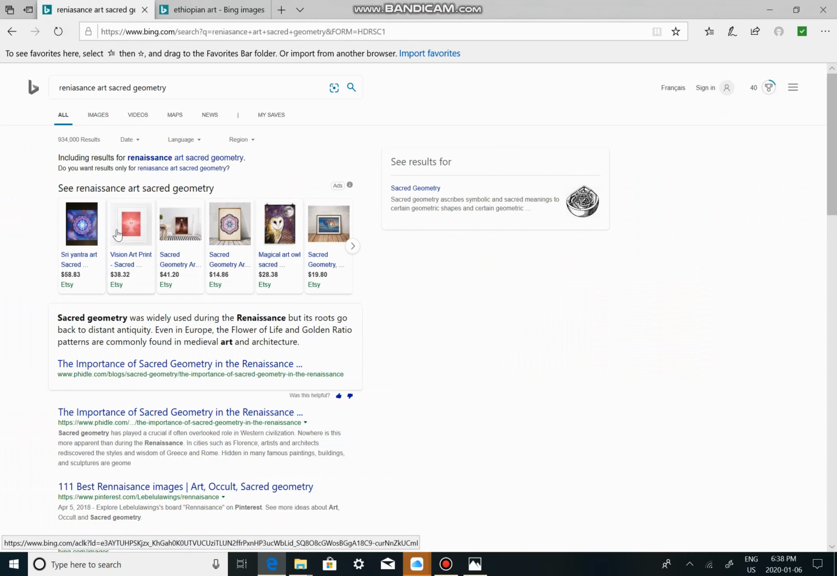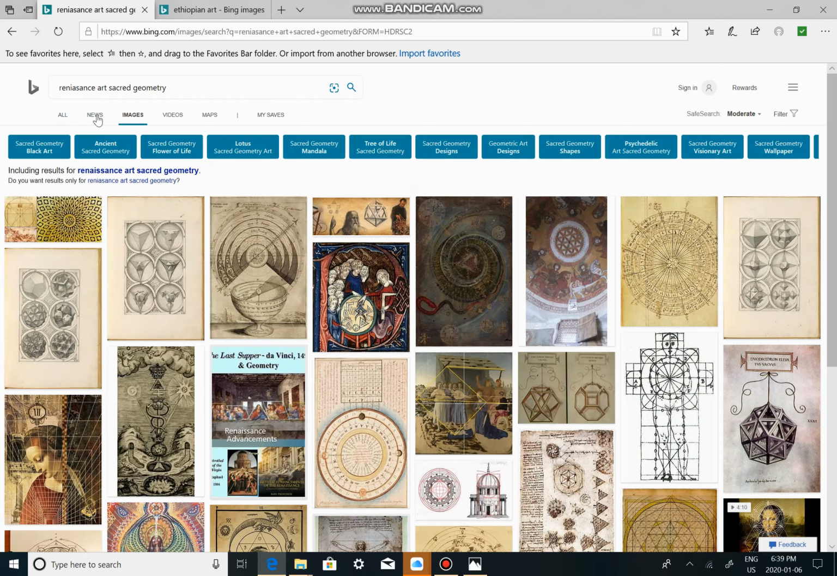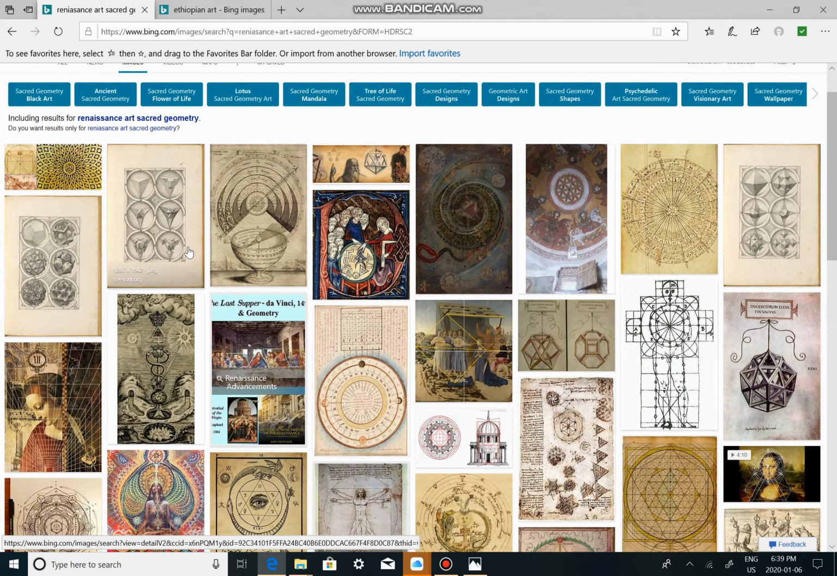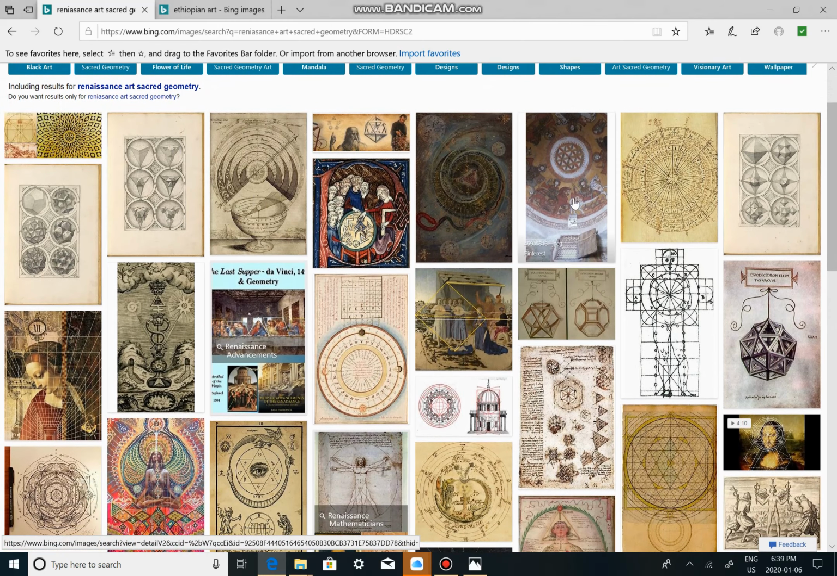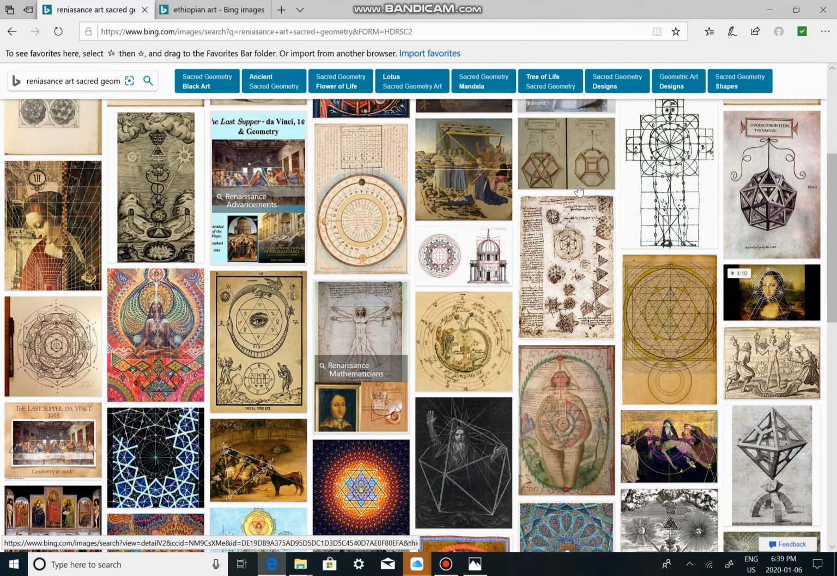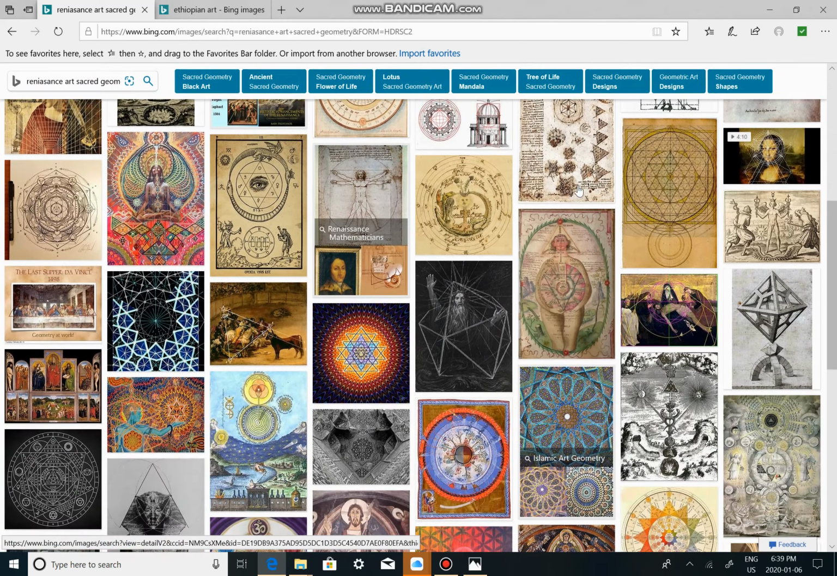I'll tie a loose end in that video, basically, but sacred geometry was widely used during the Renaissance. Now, when you look at Renaissance art, it's all really based on this kind of sacred geometry. I wonder where this stuff went. I'll show you in a second too.